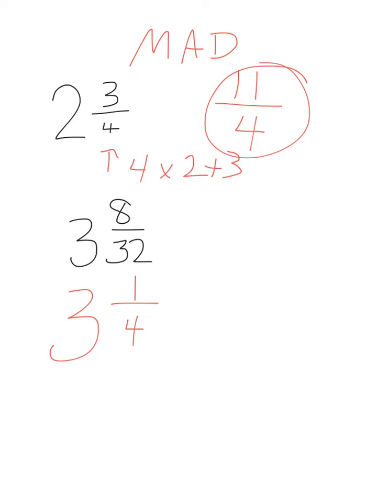Now, again, we keep our denominator. To get our new numerator, the process is start with the denominator, multiply it by the whole number, then add to that the numerator. So I get 4 times 3 is 12, plus 1 is 13.